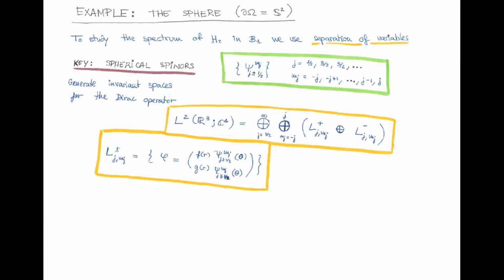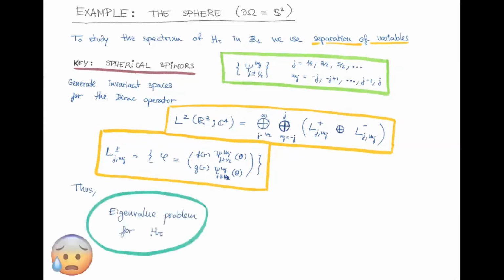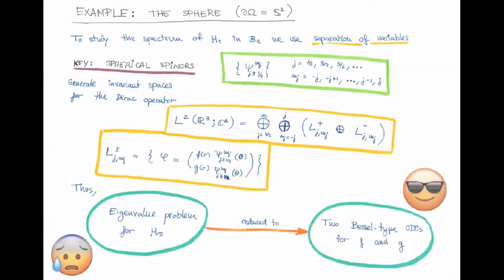The good thing about this is that since these spaces are invariant by the Dirac operator, when you want to look for the eigenvalues and you write down this equation, you convert something that at first glance is difficult into Bessel type ODEs for these radial functions f and g. This is essentially the same as one does for the Laplacian, for instance, but in a more fancy way with matrices and more complicated things. So we are reduced to studying two Bessel type ODEs.